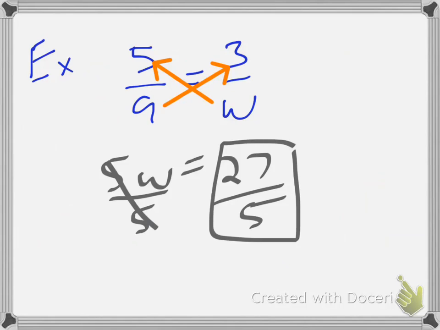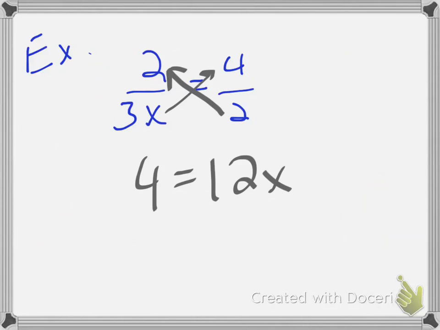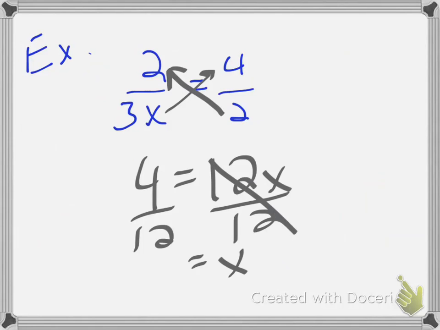Now, in our class, we leave it that way. Let's do another example. Cross multiply. 2 times 2 is 4. And then 3 times x is 12x. So now when we solve, we divide both sides by 12. And we get x equals 1/3.